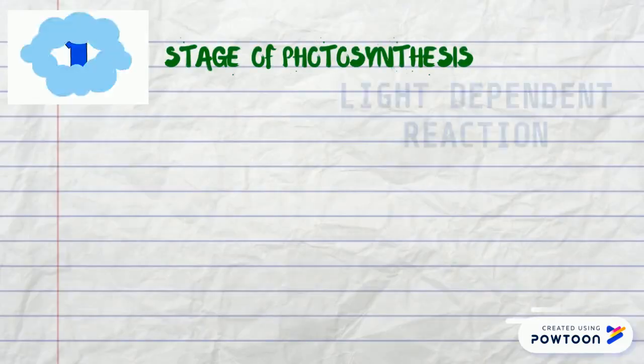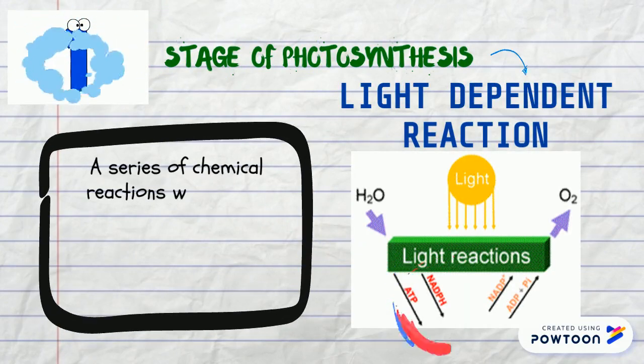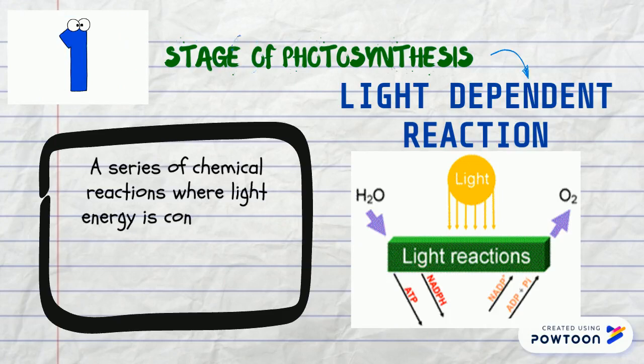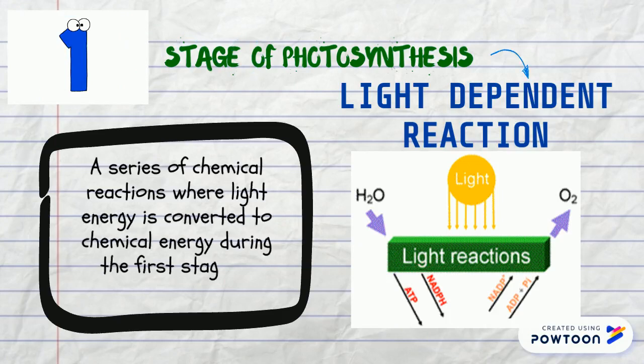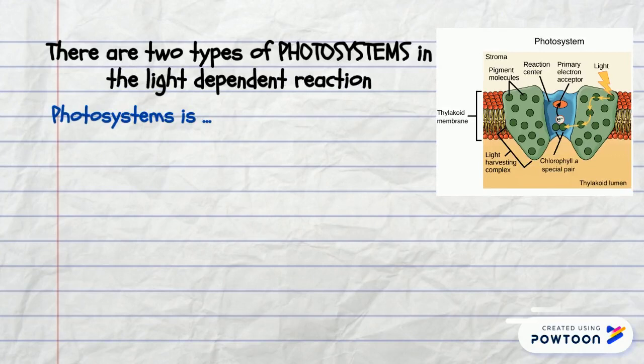The first stage of photosynthesis, the light-dependent reaction. It is a series of chemical reactions where light energy is converted to chemical energy during the first stage of photosynthesis. There are two types of photosystems in the light-dependent reaction.